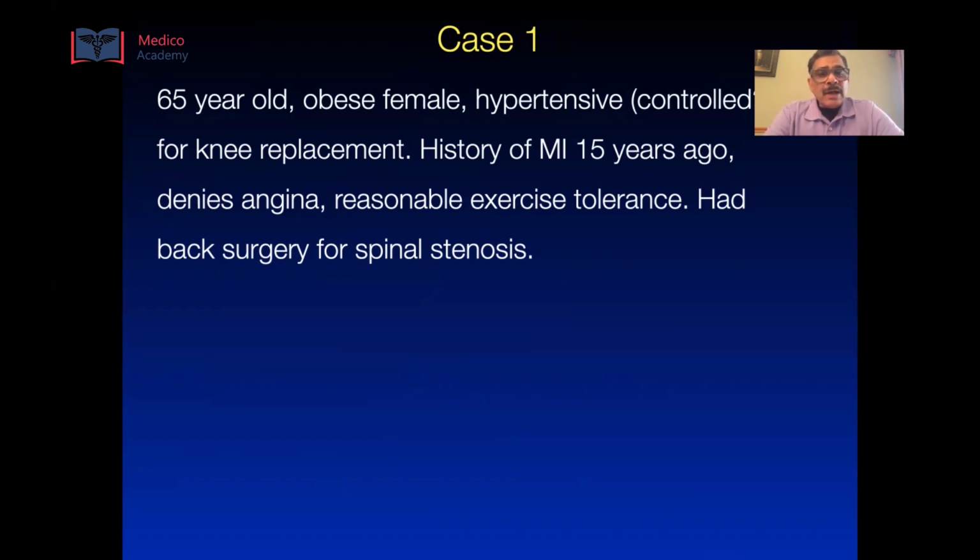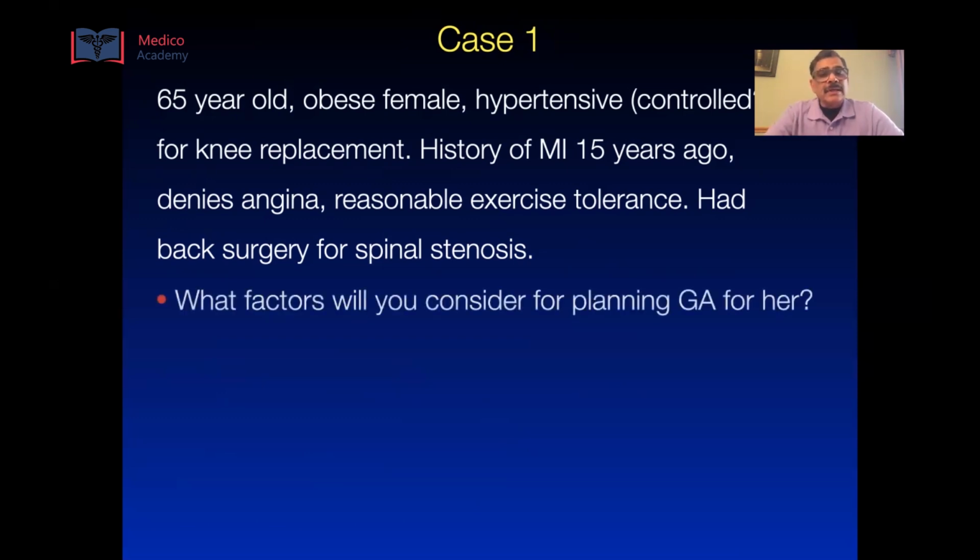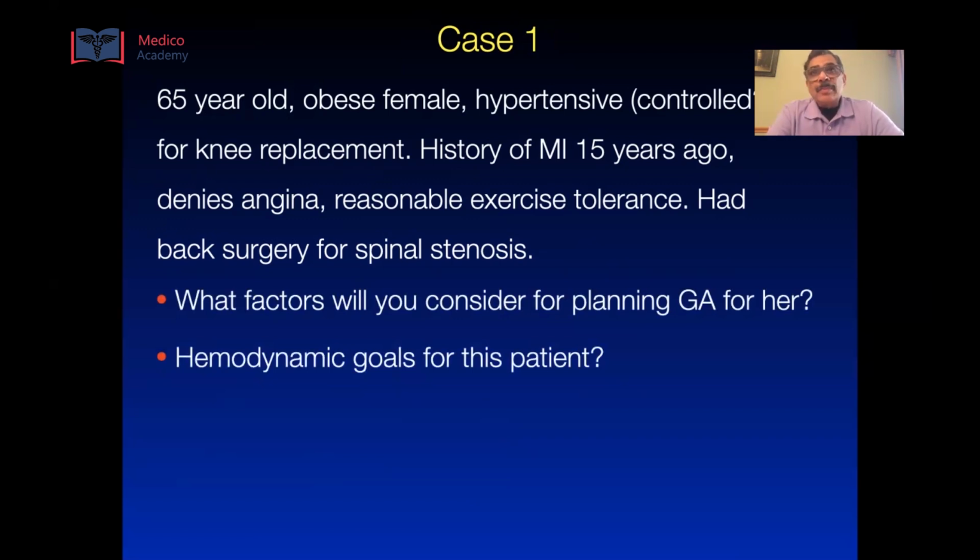She also had back surgery for spinal stenosis. So if you are thinking of going for spinal anesthesia, I just wanted to discuss that she is not a good spinal candidate, so we have to give a general anesthetic. So what factors should we consider for planning a GA for her? And what are our hemodynamic goals in the intraoperative and immediate postoperative period?